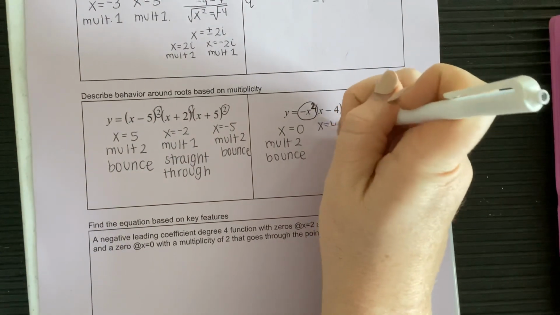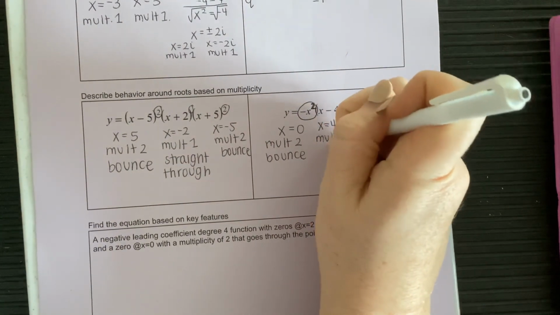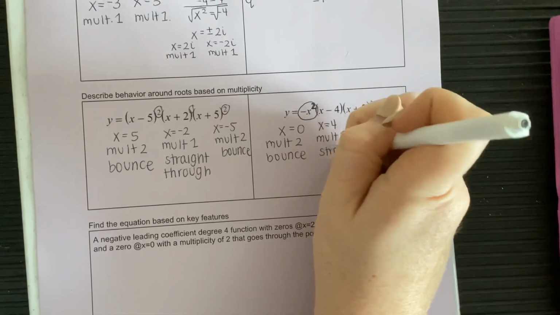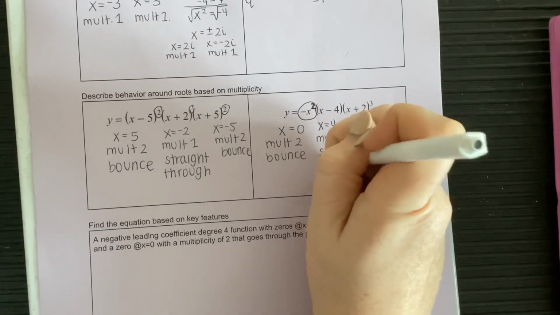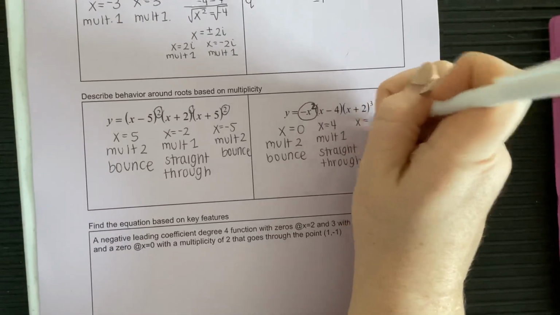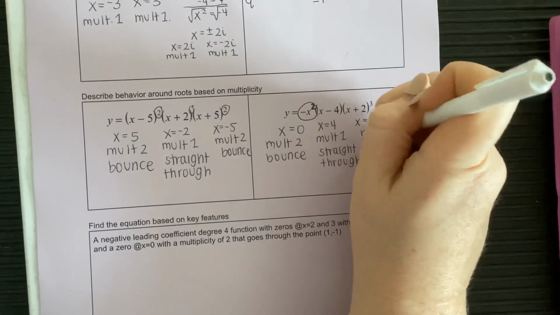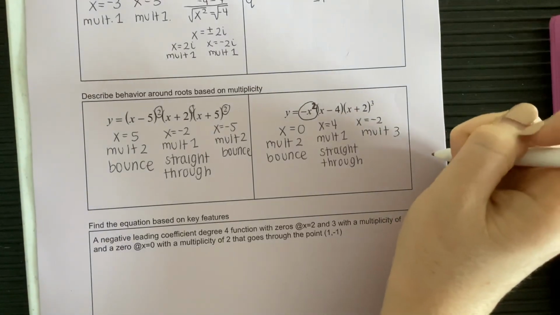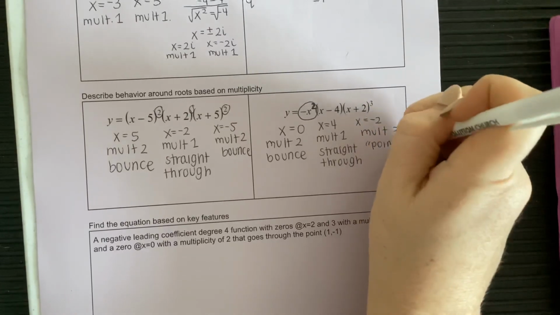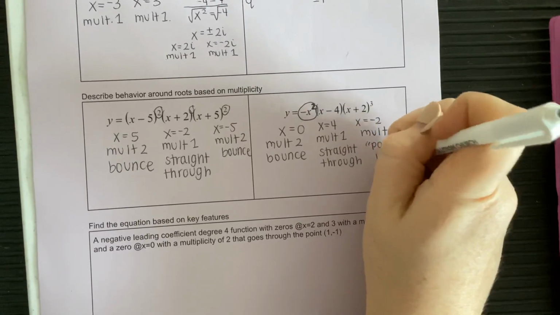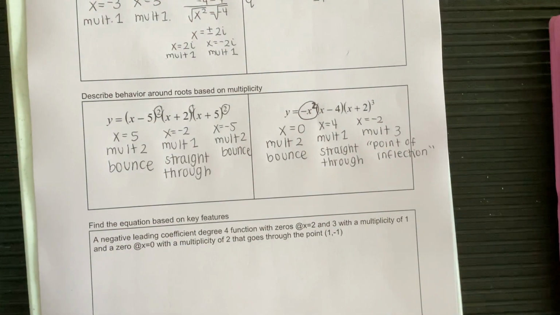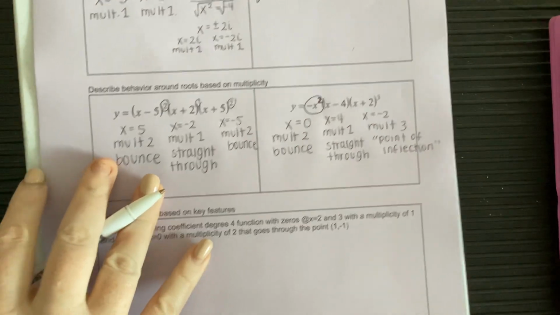This 0 is x equals 4. It has a multiplicity of 1. So this is where you're going to see that straight through. And then this last one is at x equals -2. This one has a multiplicity of 3. Now you can describe that multiplicity of 3 as a lot of things. The actual vocab term is a point of inflection. So if you want to sound super educated, you can try it. You can put that if it comes up on the test.